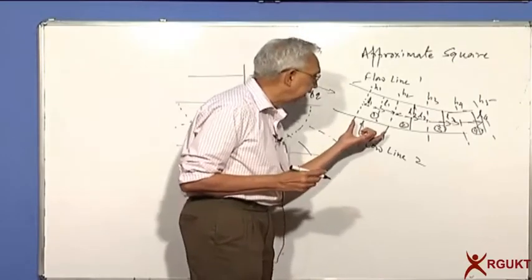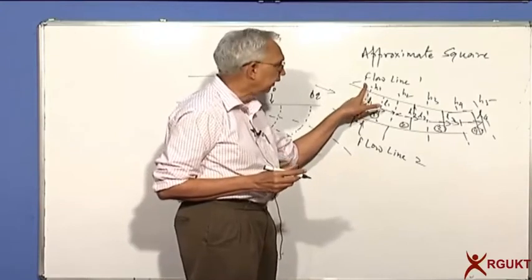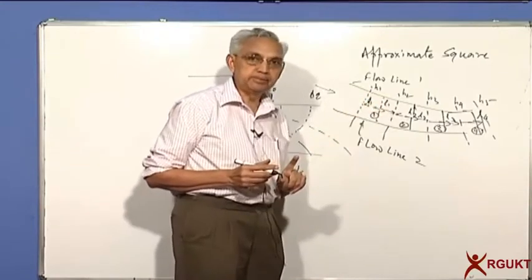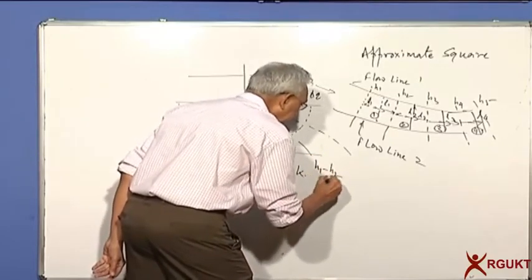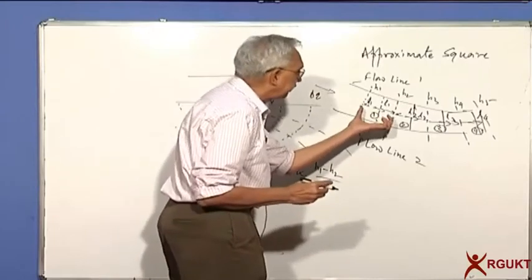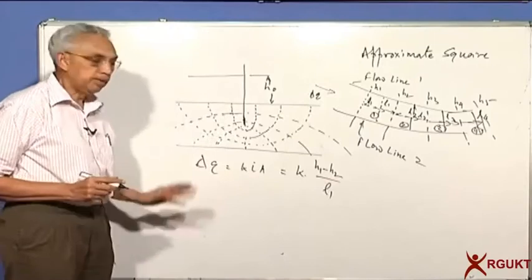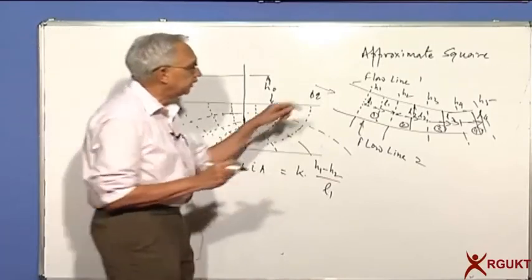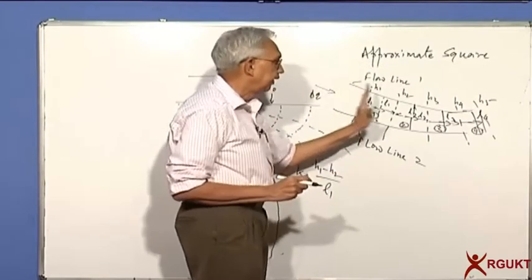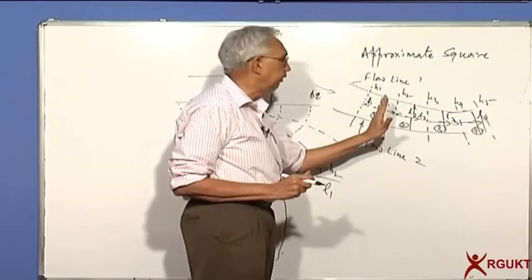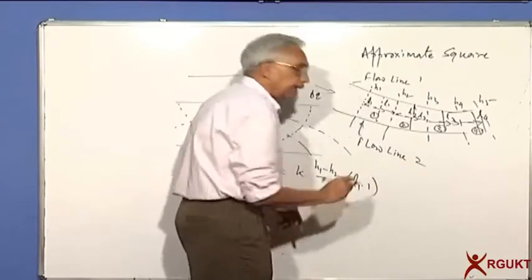What will be the gradient in element 1? The head on the upstream side is H1, the head on the downstream side is H2. So the head loss is H1 minus H2, divided by the distance traveled, which is L1. And can you tell me what will be the area of flow? You can see here this distance is L1, and imagine a unit distance perpendicular to the board. So can I say it is L1 into 1?